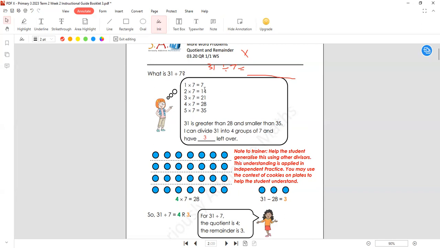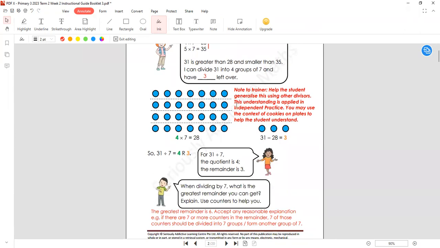So if they are not sure, as I mentioned just now, get them to list out 7, 14, 21, 28, 35. So the number must be smaller, closest to 31 but smaller, so it'll be 28. That means 7 times 4 will be 28, and then you take 31 minus 28, that will give you a remainder of 3. So 4 is the quotient, 3 is the remainder.